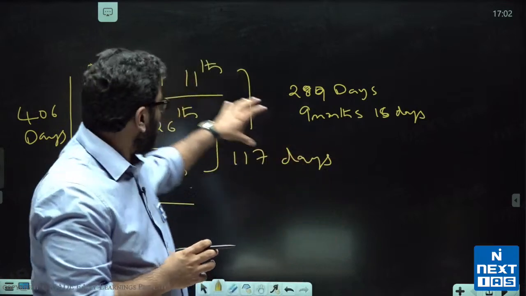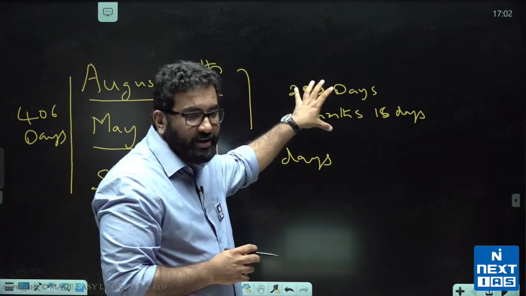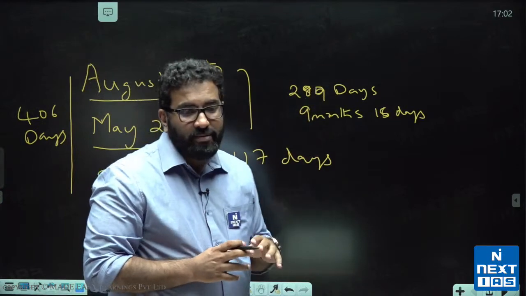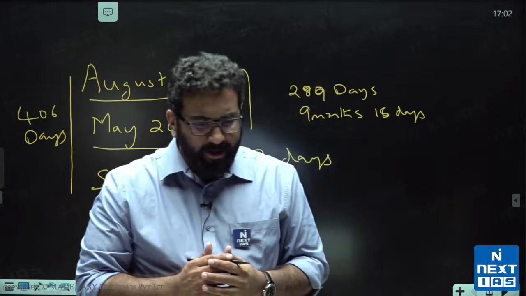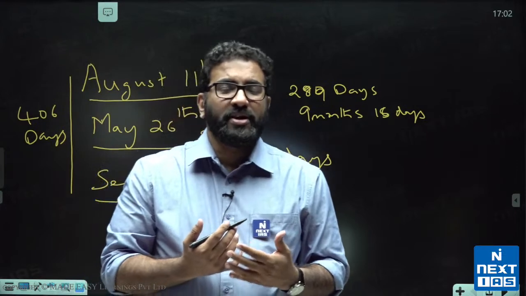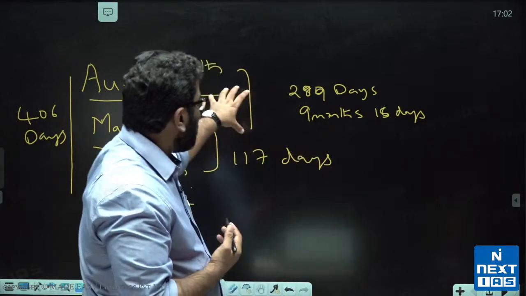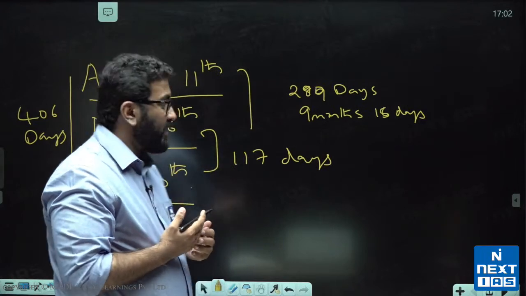Now, if you look at between August 11th and May 26th, we have almost 289 days, and this is 9 months and roughly 15 or 16 days, right? And this is not a lot of time. Looking at it, it feels like it's a lot of time, but it's not effectively a lot of time, because the target that you have to finish within this given timeline is extremely high, right?